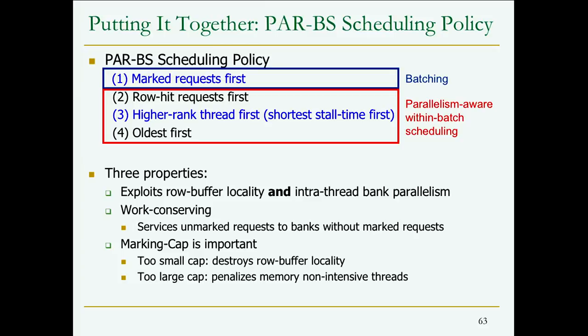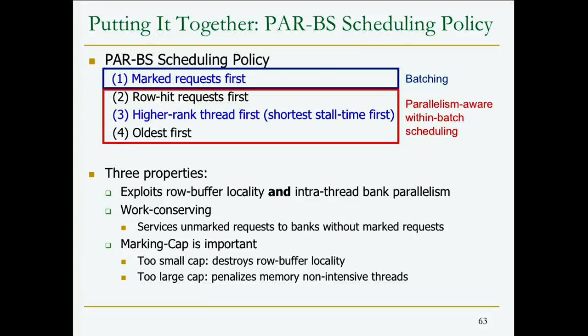It's work conserving, meaning it's a prioritization order. It doesn't delay any requests. So you don't delay requests to form the batch. You just form the batch with requests that you see in the memory controller. If you delay them, that may or may not be a good idea. You can also service unmarked requests to banks without marked requests, meaning if a bank doesn't have any requests that are within the batch, it can service an unmarked request.